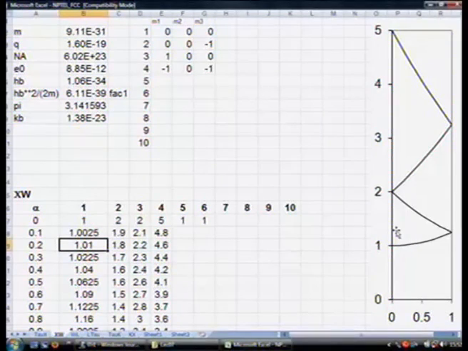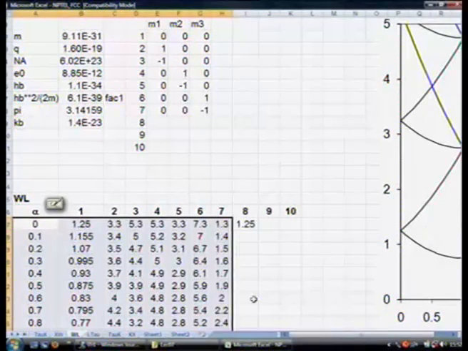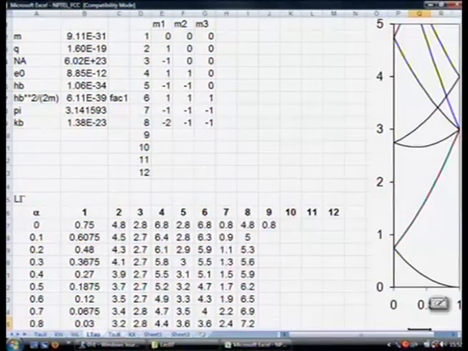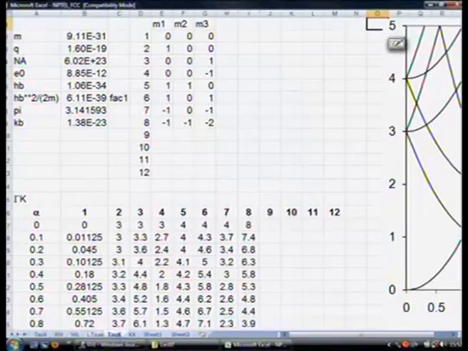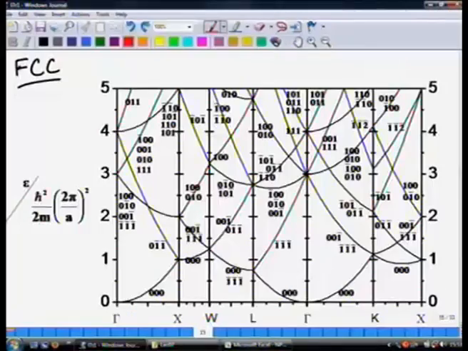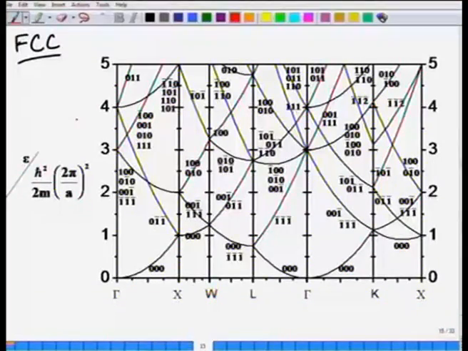So, if I do that, this is what I have done from W to L. I have plotted from W to L, from L to gamma, gamma to K, and K to X, and all these plots I am going to show you now in one sheet. I will show them all to you together like this. Right here is then a band diagram for FCC.